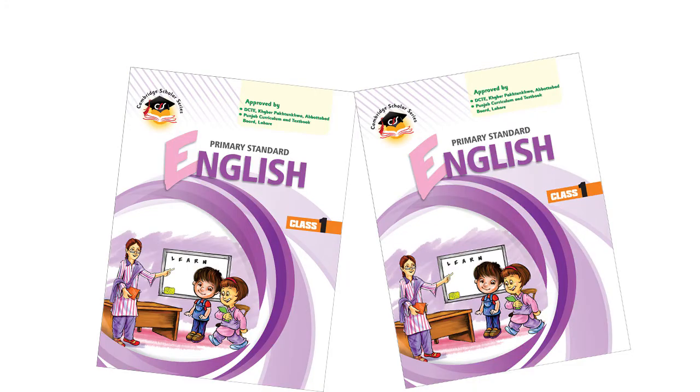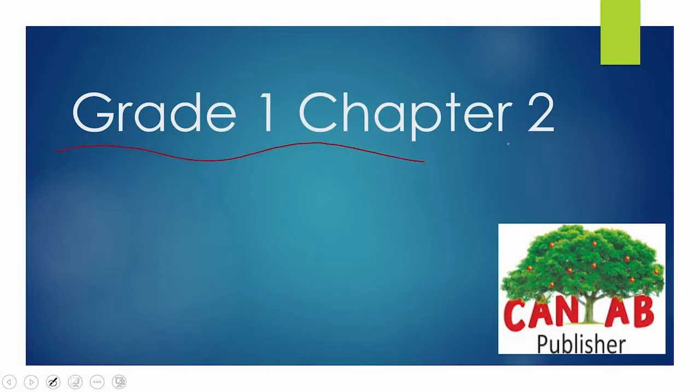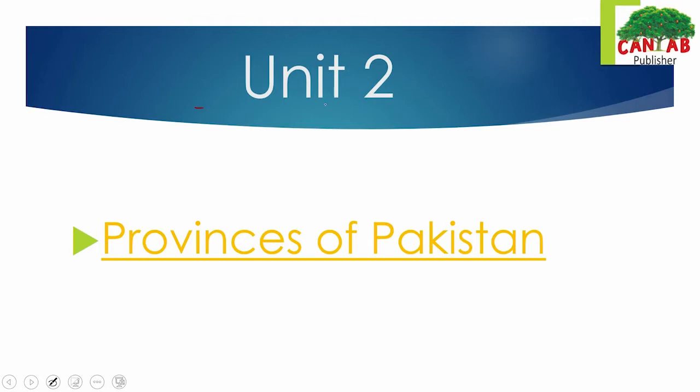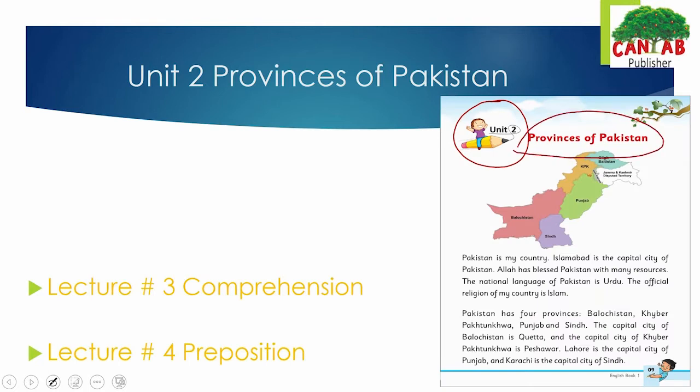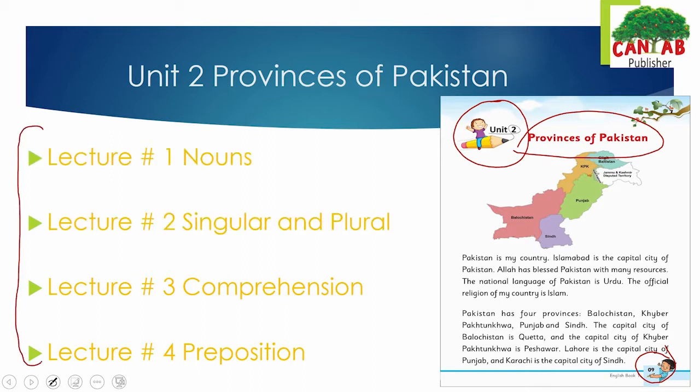Our lecture for today is for Grade 1, English 1. Grade 1, Chapter 2. The name of the unit is Provinces of Pakistan. The unit Provinces of Pakistan is on page number 9 of the textbook. So far, there were 4 lectures for this chapter.